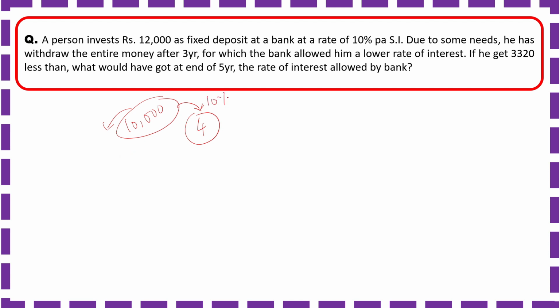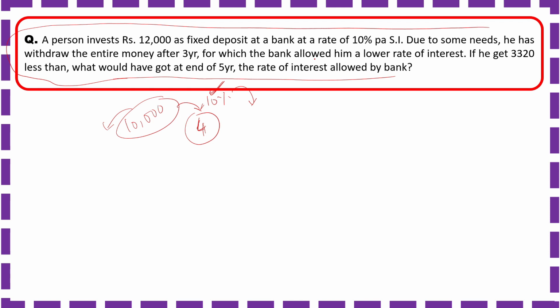Now due to some reasons, you want to withdraw your money before the completion of 4 years. Let's say in the 3rd year you want to withdraw the money you have deposited. What the bank does is, it doesn't pay you 10% interest, it pays you less than 10% interest. So the same concept is applied in this question. A person invests 12,000 as fixed deposit, the bank is giving him 10% simple interest. Before 5 years, immediately after the 3rd year, he withdrew his investment, right?